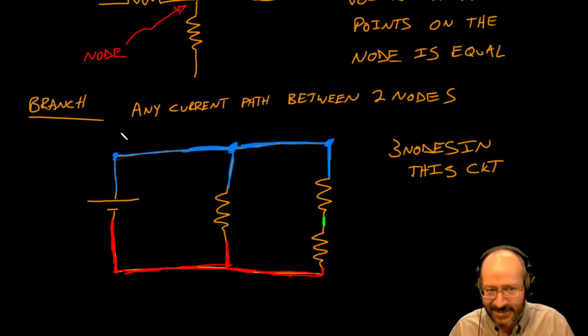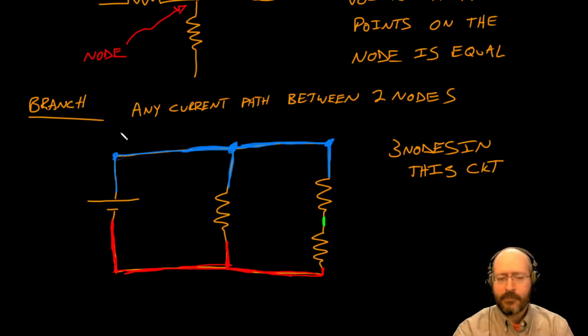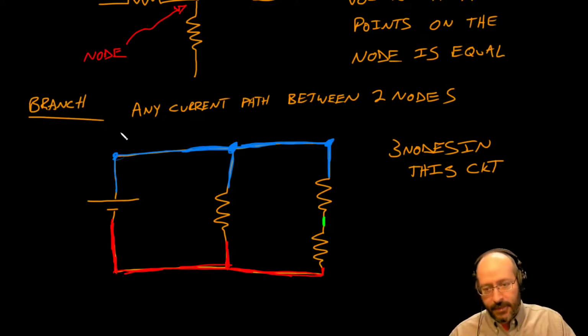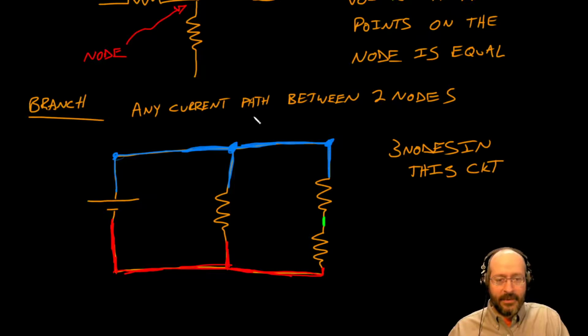So how many branches in this circuit? That's the next thing. The naive answer is 3, and you can say, well, there's a current path here, here, and here, but then things get sloppier when you say, well, there's this node here, and what do they mean by any current path between 2 nodes? Well, between the green and the blue, there's a current path through this one resistor here, and between the green and the red, there's a current path through this resistor here.